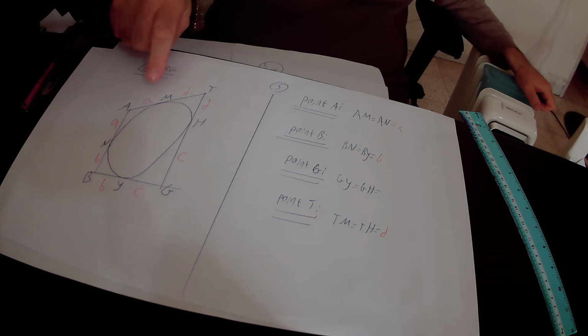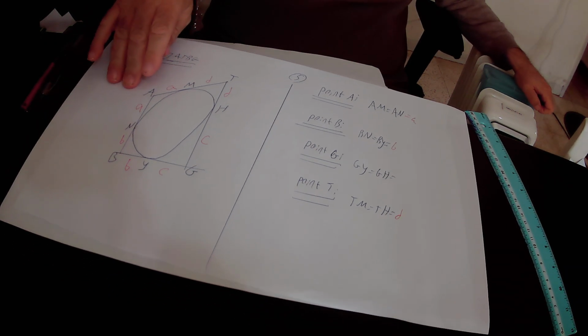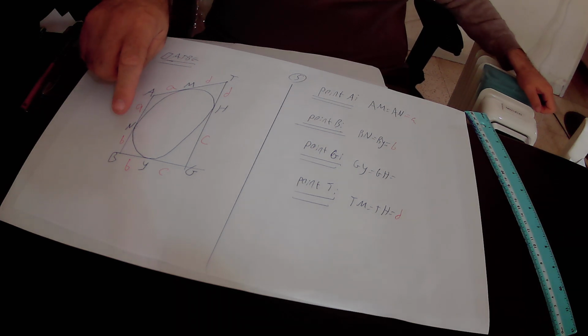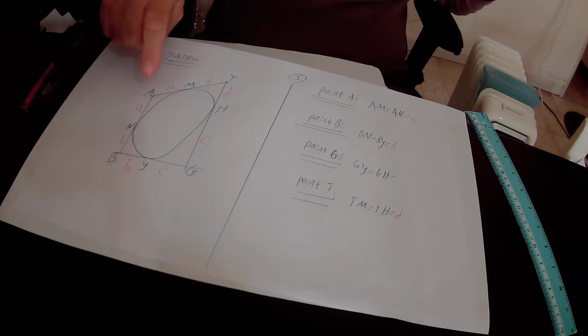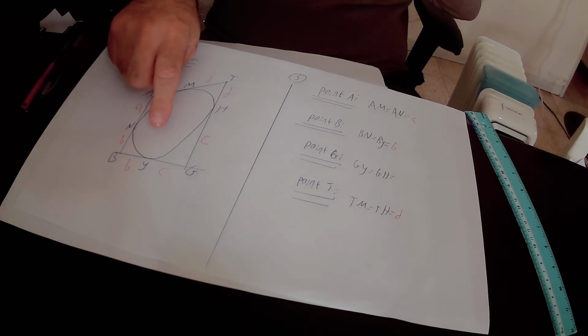That is to say, AM equals AN. So if we define the length of AM as 8, then AN must also be equal to 8. Then we focus on the common external point B. From the common external point B, we have two tangents to the circle, tangent BN and tangent BY. According to rule number 2, they are equal to each other. That is to say, BN equals BY. So if the length of BN is b, then BY must also be equal to b.